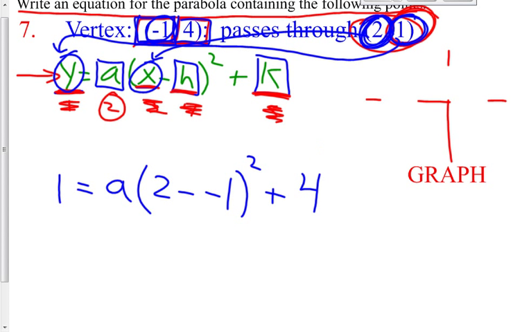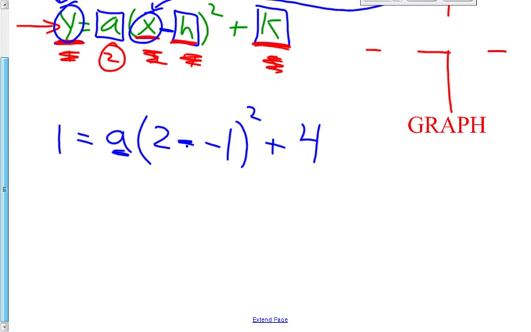And never forget, our equation is x minus h. So to have this negative sign in there, it's 2 minus -1. So don't forget that either. And now all we have to do is get a all by itself. So the first thing I would do is subtract 4.